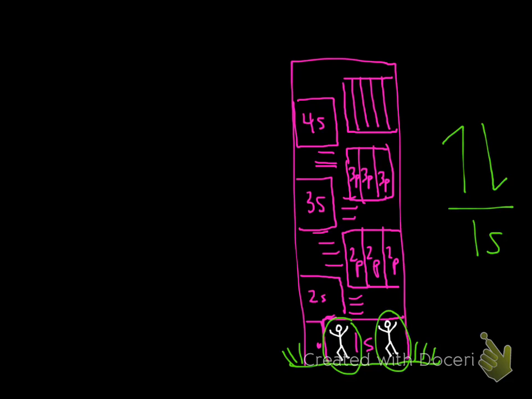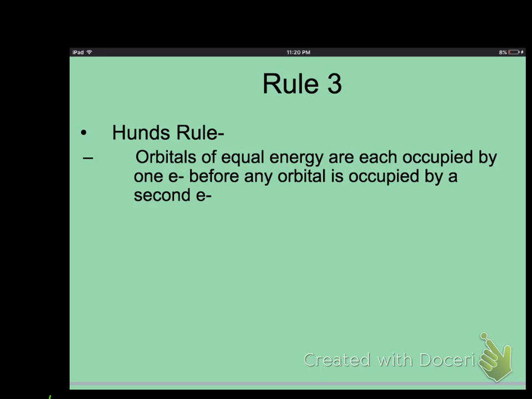Remember, this is not literal. It's particle physics, and it's a little bit beyond what we can do here. But we designate them as spin up and spin down. Okay. The last of our three rules is Hund's rule. This states that orbitals of equal energy are each occupied with one electron before any orbital is occupied by a second electron.